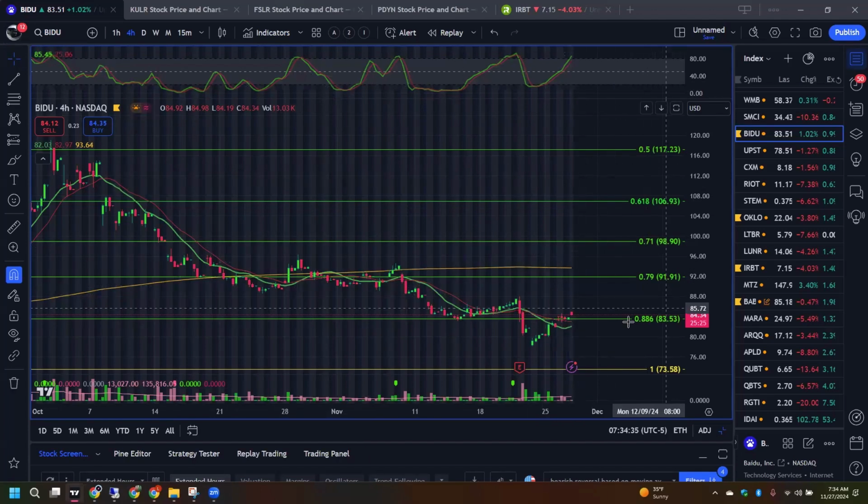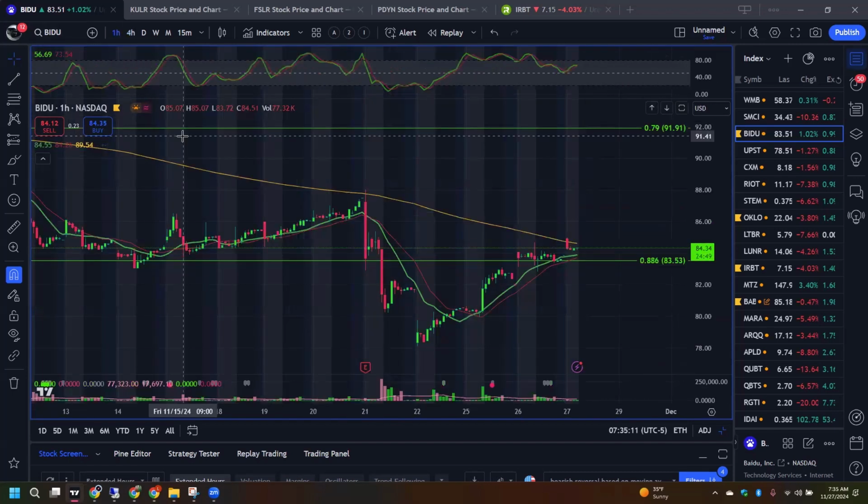Targets for me, now that I'm above my 0.886, just an easy target would be my 0.79 on my next fib level, which just happens to have a confluence with my 200 moving average. So if you're an options trader, you would be looking for a strike price as close to at the money as possible, but somewhere between these two fib levels, 85.50 and 91.92-ish, depending on what your expiration date is.